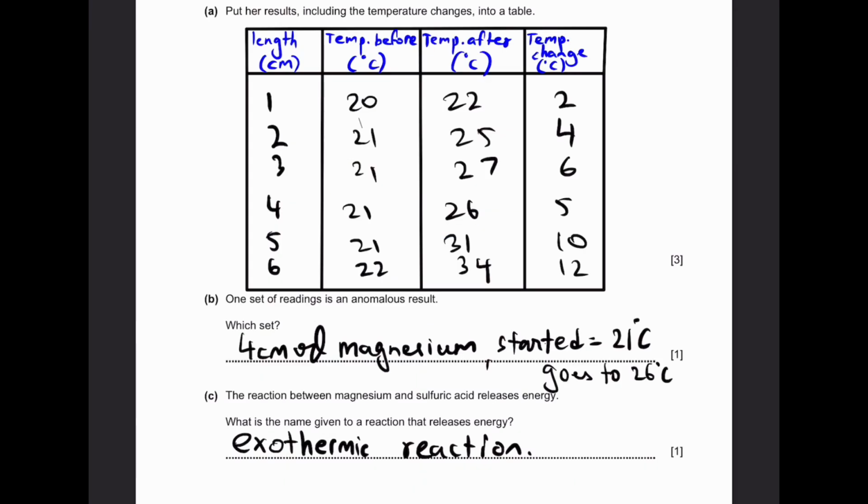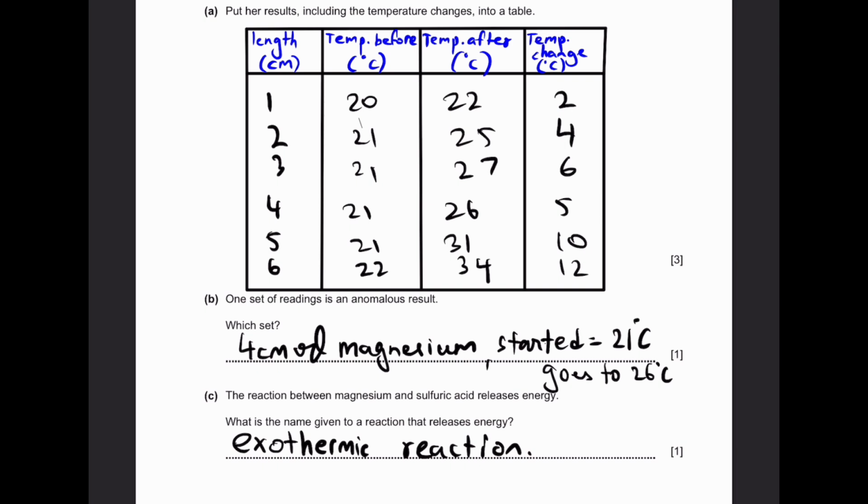B. One set of readings is an anomalous result. Which set? It is the fourth set. 4 centimeters of magnesium started at 21 degrees Celsius and goes to 26 degrees Celsius. That's what Safia has written at least. And why? This is because we can see that the temperature change goes in an ascending value, or directly proportional, to the increase in length. Over here it increases, and then decreases, and then increases more, and then it increases normally. Each time it should increase 2 degrees Celsius for this, but then for 6 to 5 and 5 to 10 it's not, so this value is anomalous and this full set is anomalous.